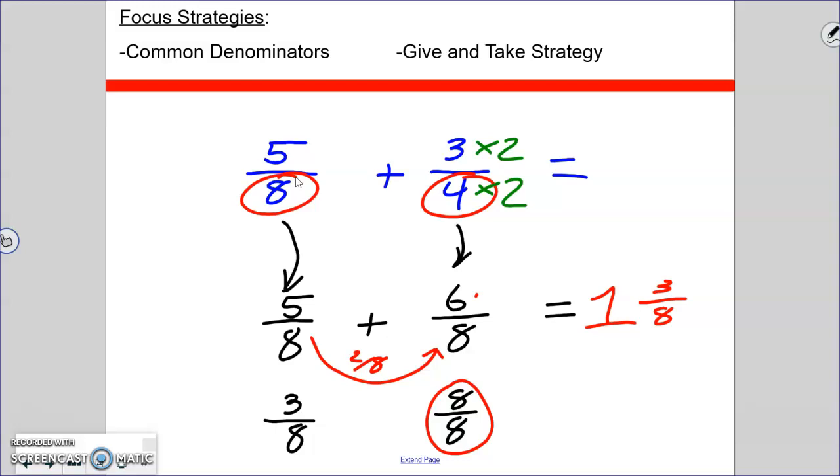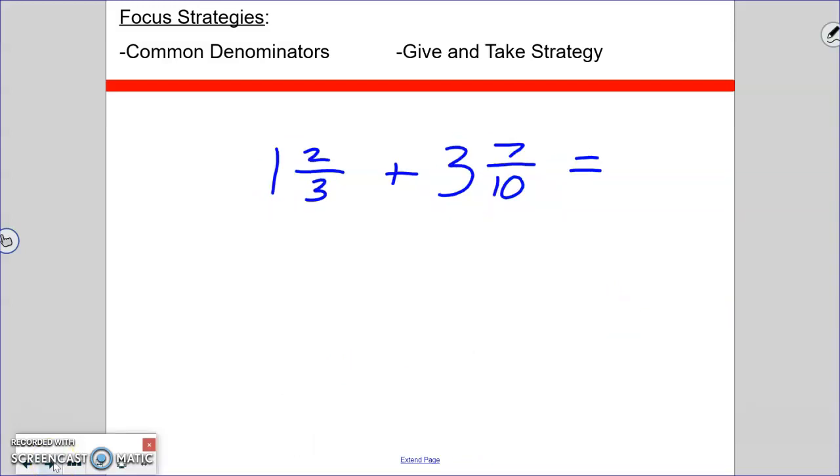3/8. So guys, when I see that I'm about to add two fractions together, when I see that they're going to end up being more than one whole, I love to use the give and take strategy right away to more or less turn one of the fractions into a whole. All right, let's try one more example similar to this one.